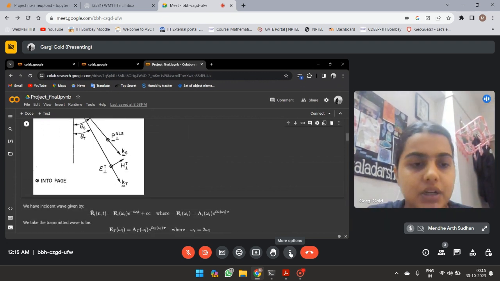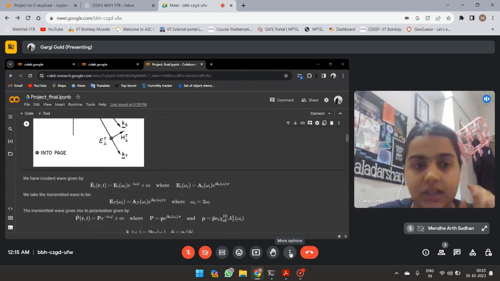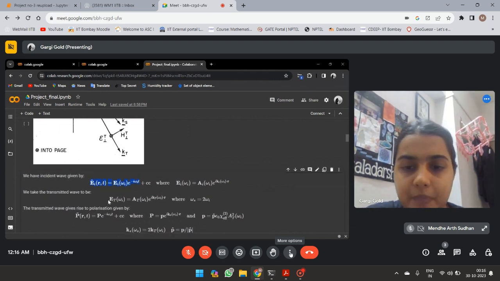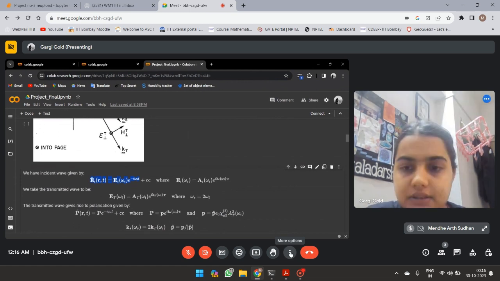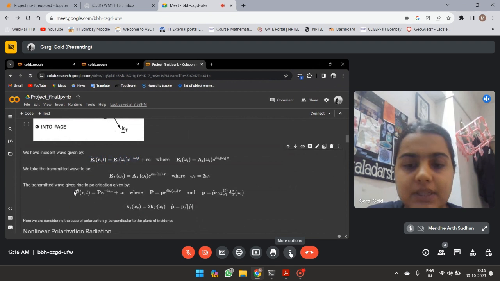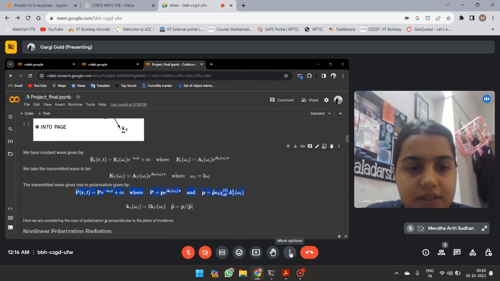Now let us look at the equations of these waves. Here you can see our initial incident wave equation, and then we have the transmitted wave. Next, we can see this equation, which describes the nonlinear polarization generated in the nonlinear optical material with its frequency omega s, as you can see here.